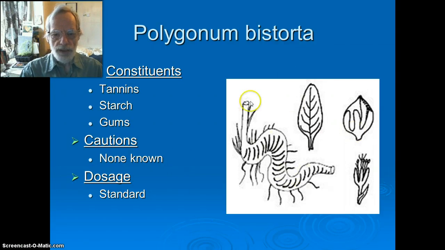Here's a very rough drawing of the rootstock, and this is why it's called bistorta, because it's twice twisty. This is absolutely characteristic of the plant. Rich in tannins and starch, but also gums, so that gives you the aromatic. And there's no known cautions. Pretty standard dosage of Polygonum bistorta.